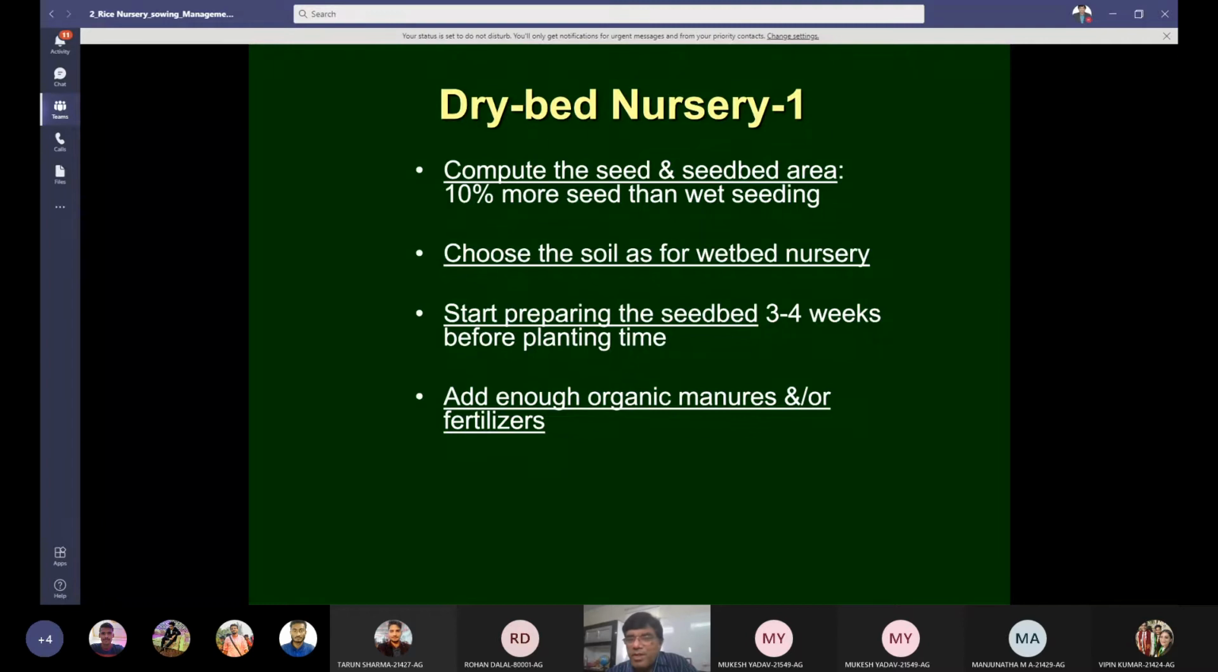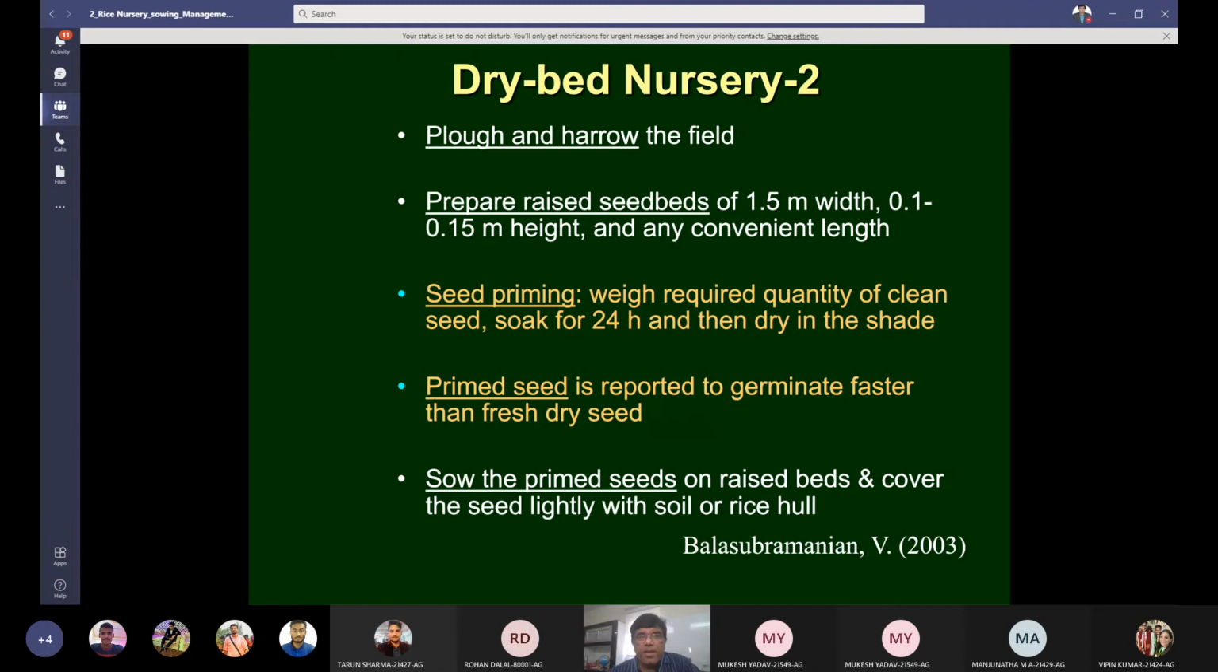So choose the soil as for the wet bed nursery, which means the soil should be fertile, should have good water holding capacity, be near the water source, and be leveled. Start preparing the seed bed 3 to 4 weeks before planting. Add enough organic manures or recommended fertilizer. Whatever rate I have suggested for the wet bed nursery method, the same quantity of manure and fertilizer can be used here also. Now plow and harrow the field.